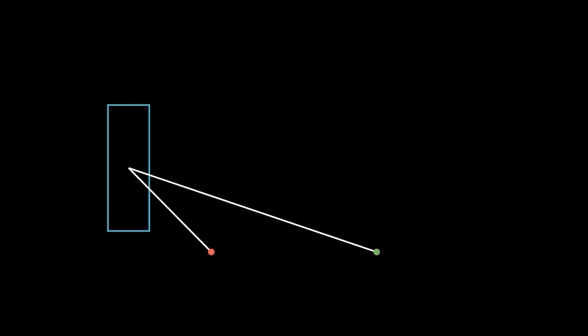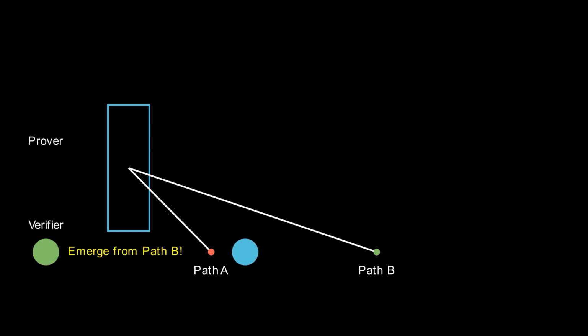Here's how. You enter a cave with two exits, path A and path B. The verifier stands outside and requests you emerge from a specific path. By consistently doing this correctly, you prove you know the secret path without revealing it. Therefore, the verifier is convinced and accepts.